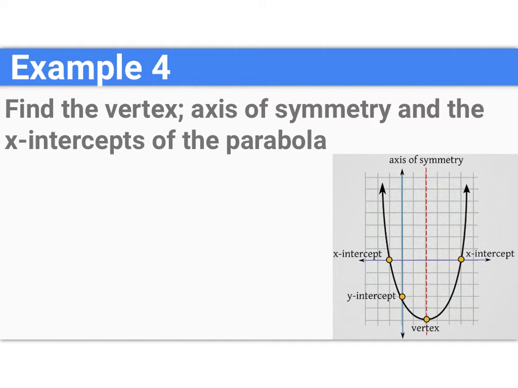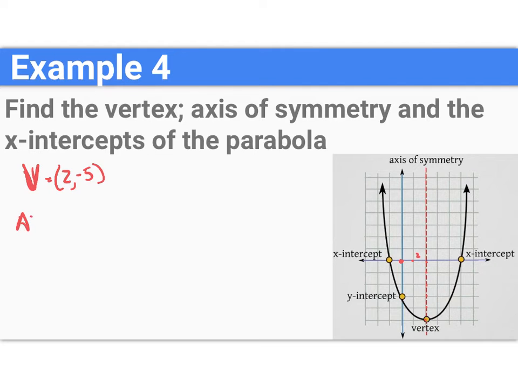Okay, so example 4. Find the vertex, the axis of symmetry, and the X-intercepts of the parabola. Okay, so the vertex, like I told you before, is a point. So we're going to call that V, point V. Let's see, here's 0, 0. I go 1, 2, and I go down 1, 2, 3, 4, 5. So I went up 2, -5, put it in parentheses because it's a point.